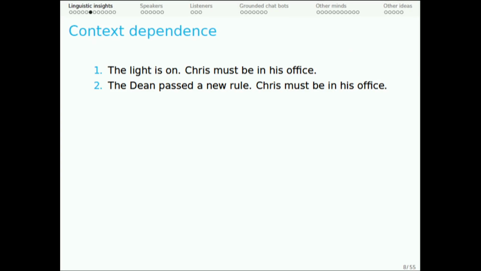The light is on, Chris must be in his office. The dean passed a new rule, Chris must be in his office. Here showing that modals have a kind of sense ambiguity. This one is epistemic, and this one is deontic. So this one is keying into knowledge, and here you're offering your evidence. The light is on, that's evidence that he's in his office. This one is deontic in the sense that it keys into laws of the campus in this case, and in this case, this is the relevant rule. They have very different senses.